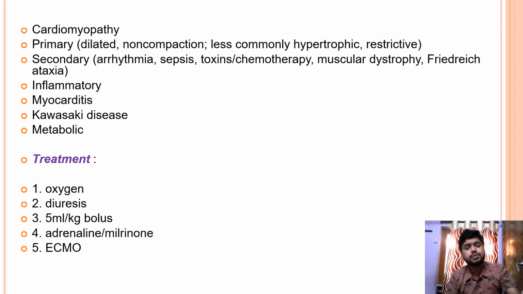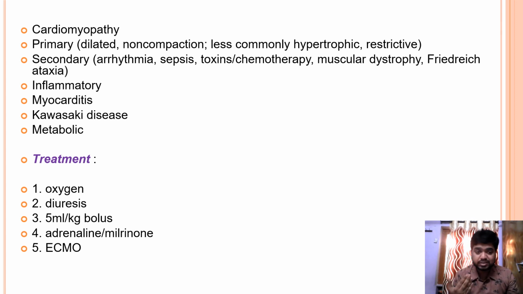So the sequence of treatment for a cardiac failure will be oxygen you will be giving, because it is a congestive heart failure with fluid overload, cardiomegaly, hepatomegaly. You tend to give diuresis. If there is hypovolemia, you do a bedside dynamic point of care ultrasound and you see a completely collapsed IVC and chunky ventricles. Yeah, go for giving a 5 ml per kg bolus.